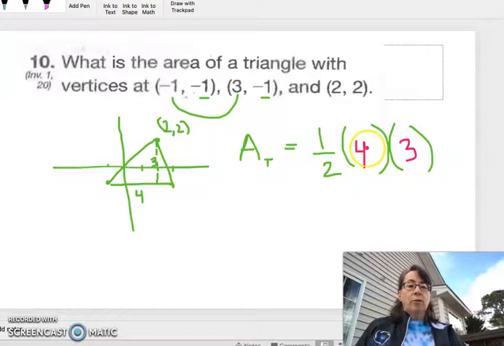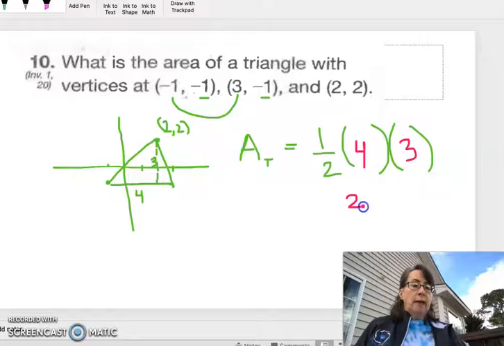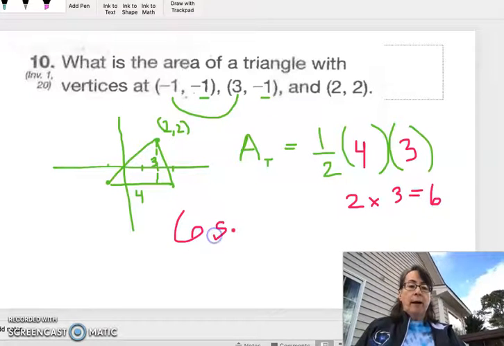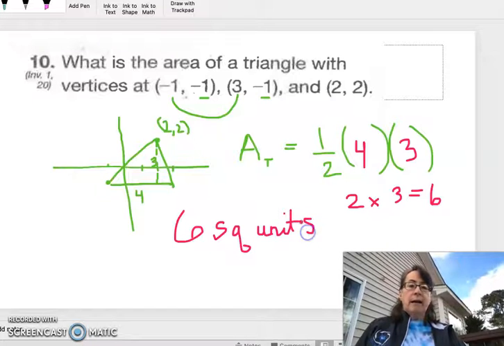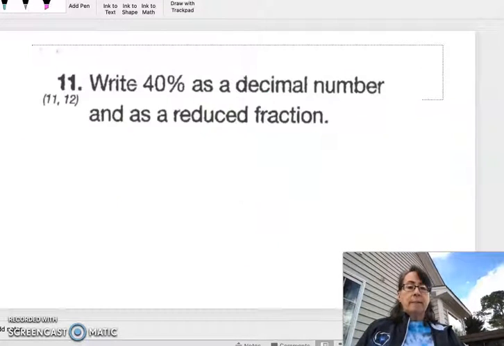Okay, so that's the area. 1/2 of 4 is 2, and 2 times 3 is 6. Now this is area, so it is in square units. So 6 square units would be our area. We do not just write 6. Because it is area, it should be in square units.